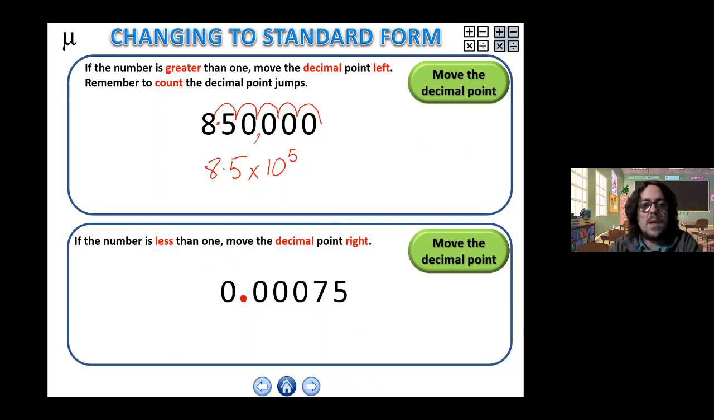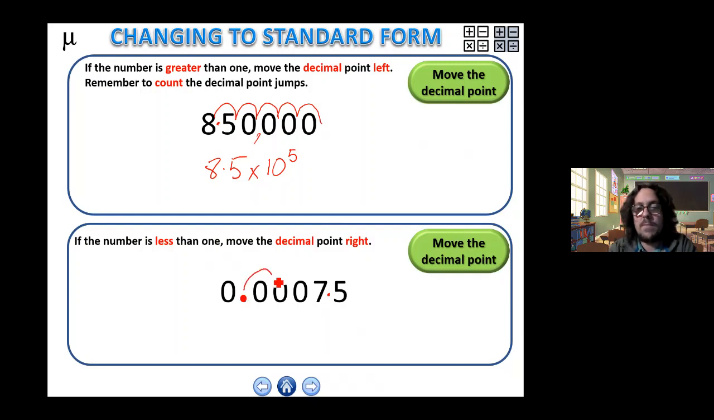If the number is less than 1, so here we've got a decimal, 0.0075, and let's say I want to write this in standard form, again now to turn it into 7.5 something, I've got to think about how many decimal places I've got to move the point.